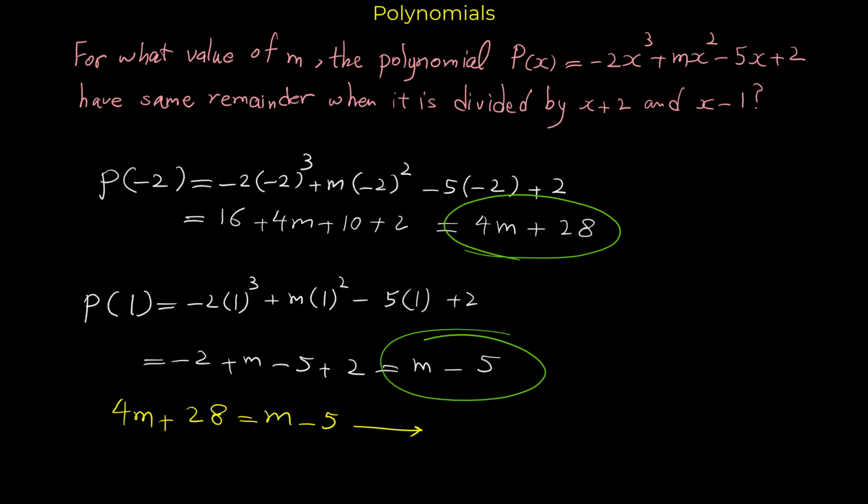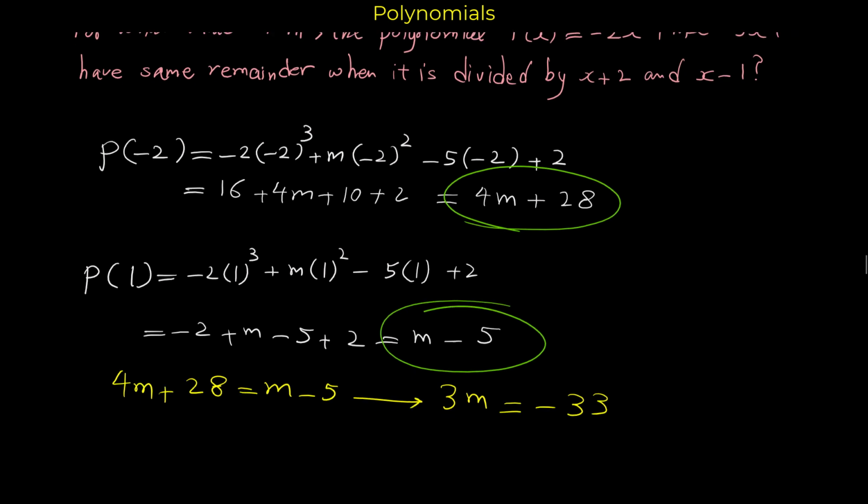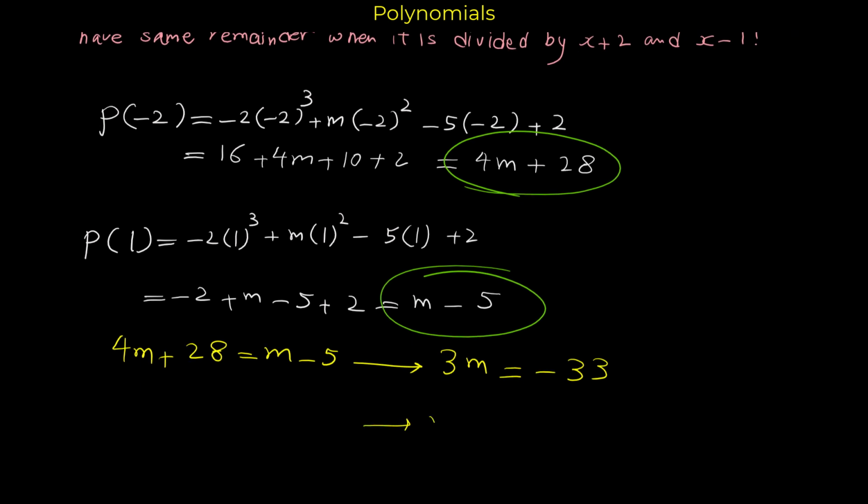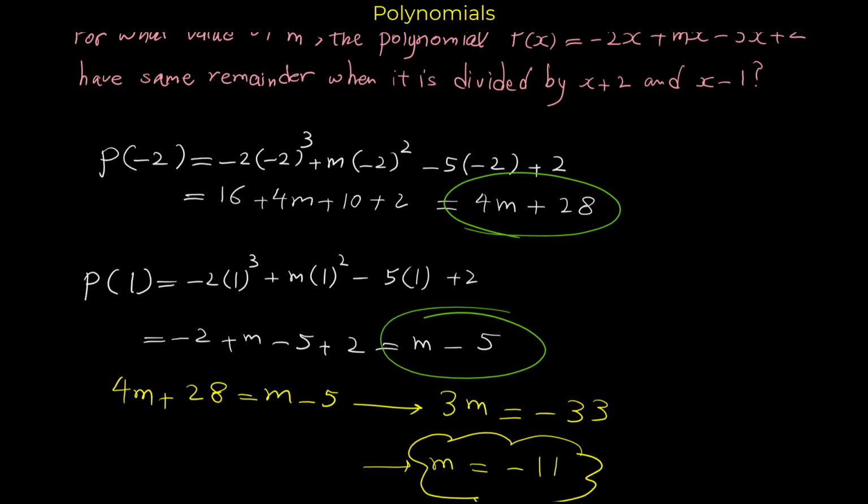If we move m to the other side, it would be 3m, 4m minus m, and we move 28 to the other side, negative 5 minus 28 would be negative 33. So from here, m is negative 11. And this is the solution of this question. So as you can see, the remainder theorem has many applications, and we can solve several questions with the aid of the remainder theorem. It is a critical theorem that has many applications for solving questions.